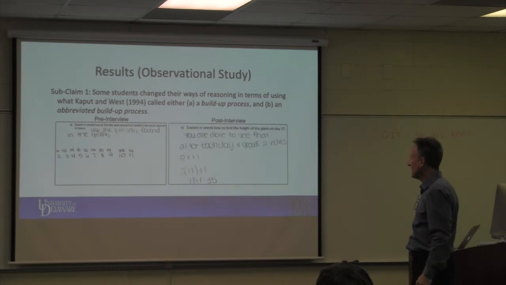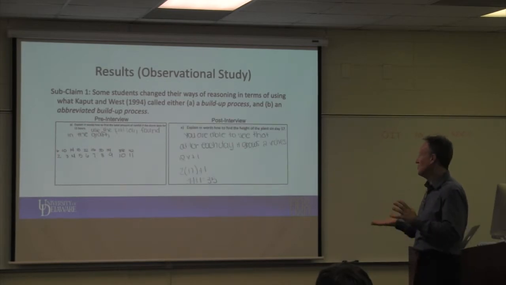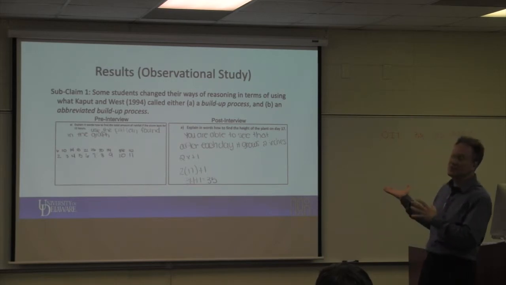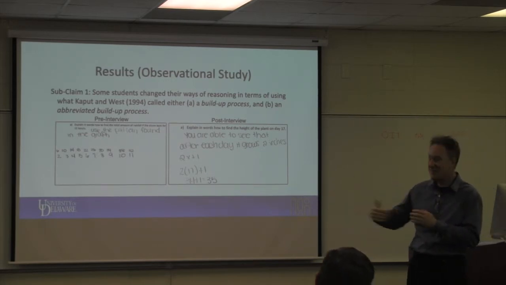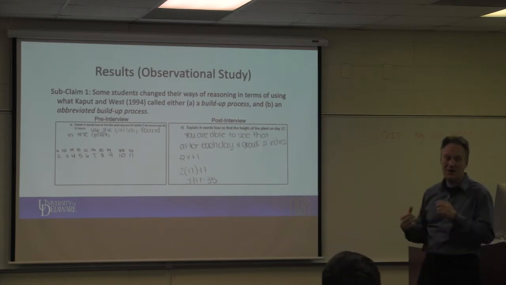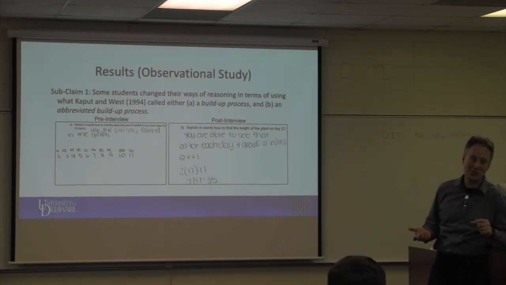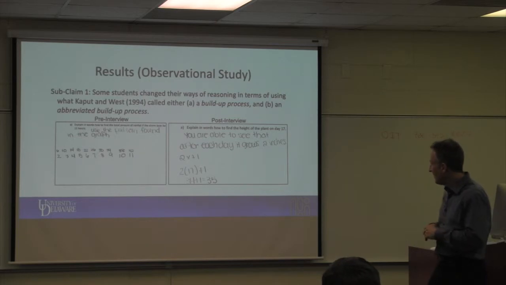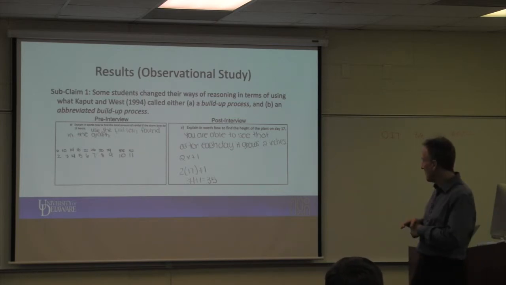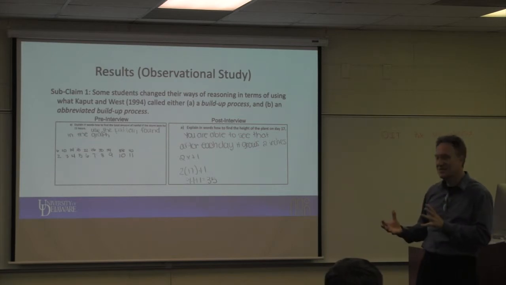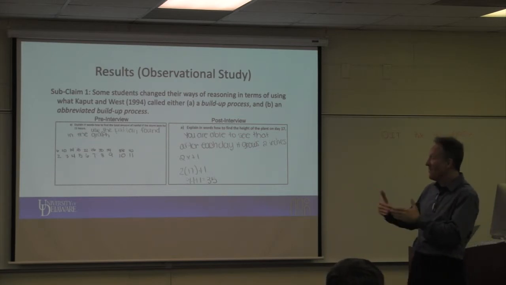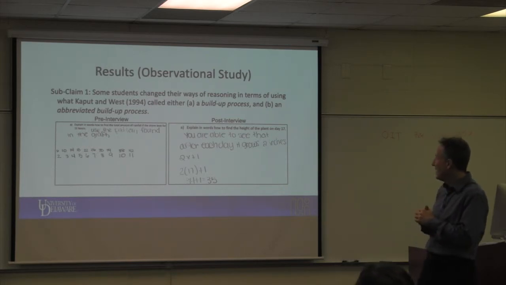Versus on the post-assessment, the student used an equation. They were doing this as a plant example, so day 17. They multiplied 17 by 2, since the plant grows 2 inches every day. They didn't deal with the y-intercept correctly, so they got that incorrect. But the process of going straight by multiplying rather than building up is what Caput and West called an abbreviated build-up process.